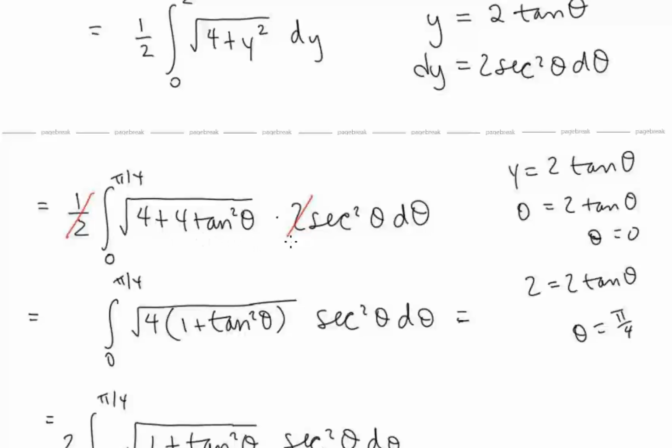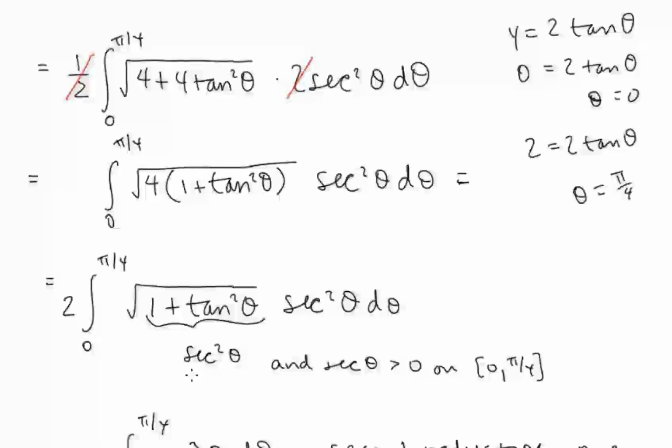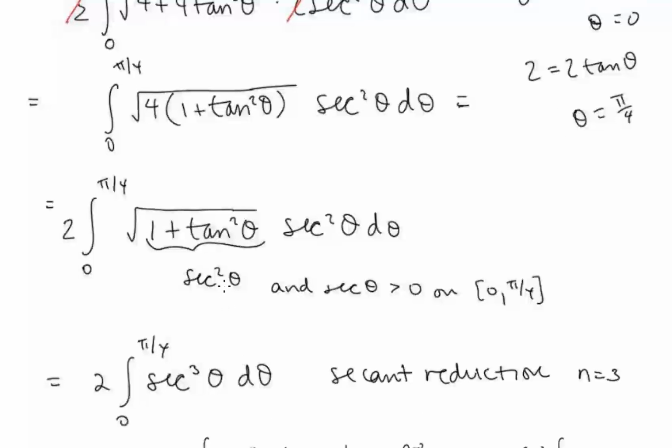We can cancel the 1/2 and the 2. We could also factor a 4 from these terms under the radical, and so we're here. We'll pull out the radical 4 as a 2. The 1 plus tan squared theta gets replaced by a secant squared theta. And then we can simplify radical secant squared theta to a secant theta on this interval, 0 to pi over 4. And so what we're left with is a secant to the third theta, d theta.